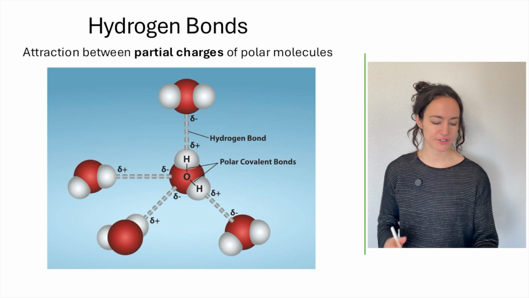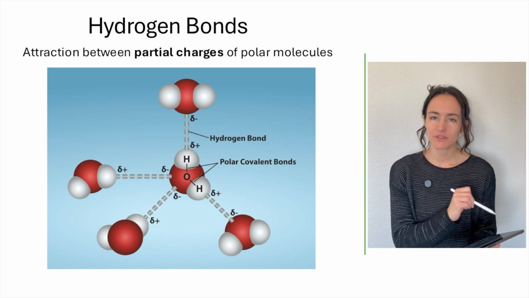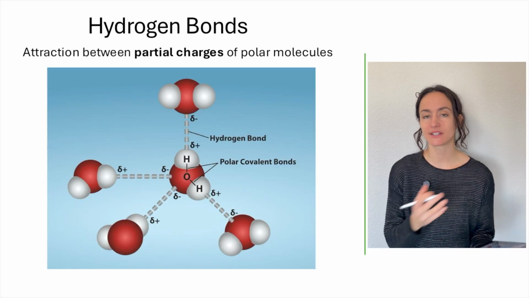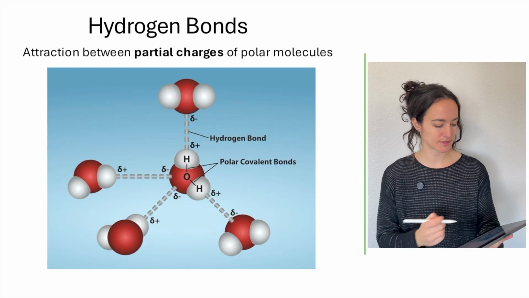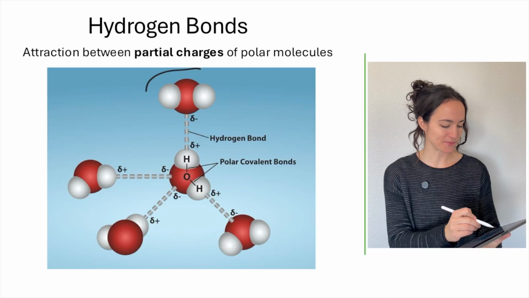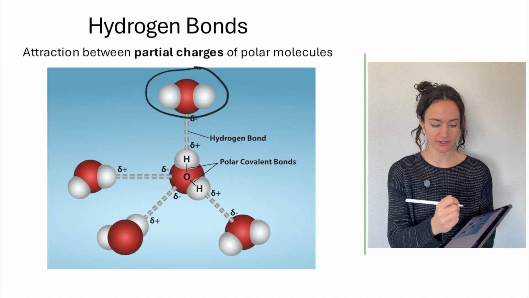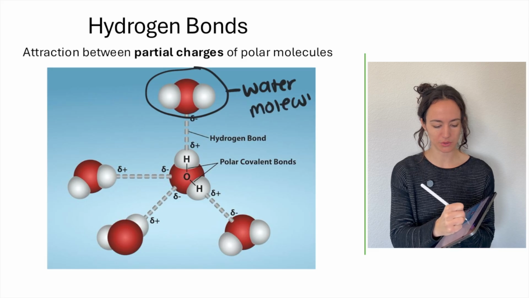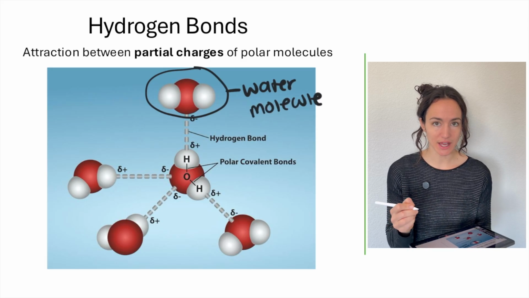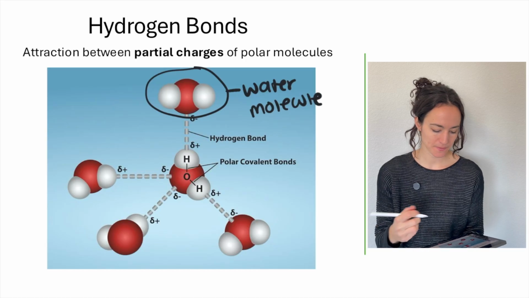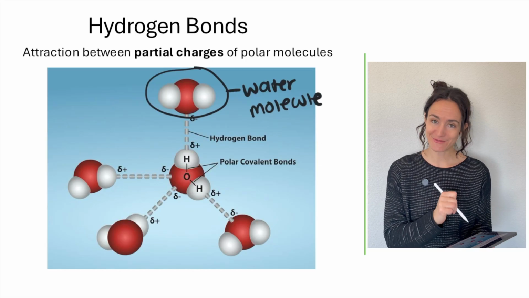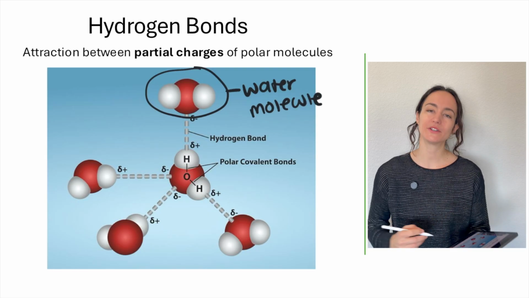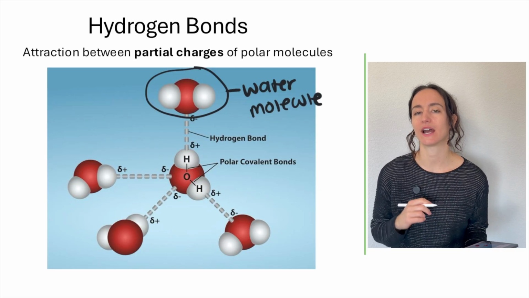So here's an example of hydrogen bonds. All of those red circles, those are oxygens. All of the white circles, those are hydrogens. This is just another way to visualize atoms, molecules. So what I'm circling right here for an example, this is one water molecule, and it's held together by covalent bonds. There's 5 water molecules here, and between those water molecules, that's where we get hydrogen bonding.